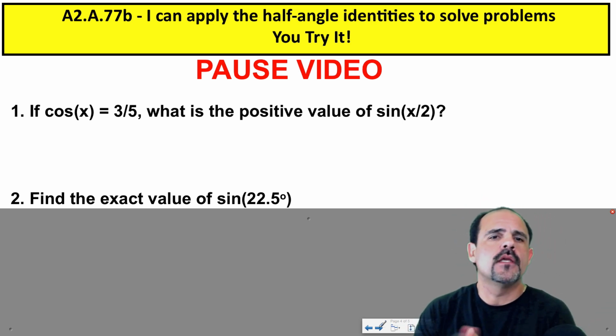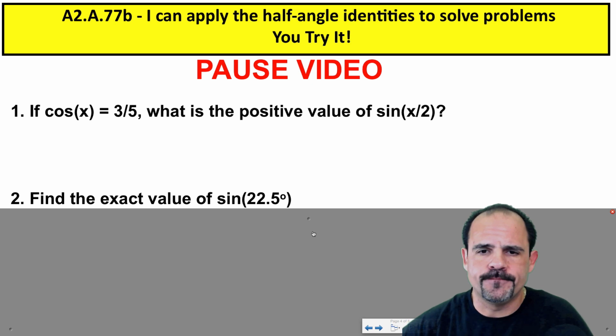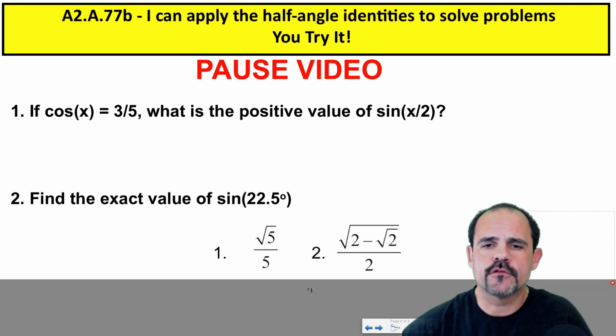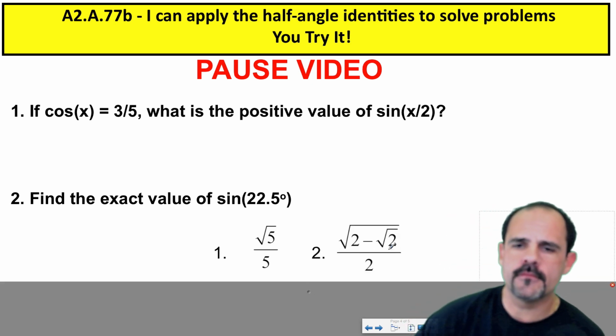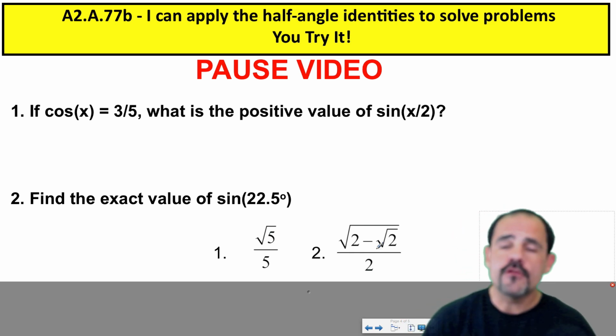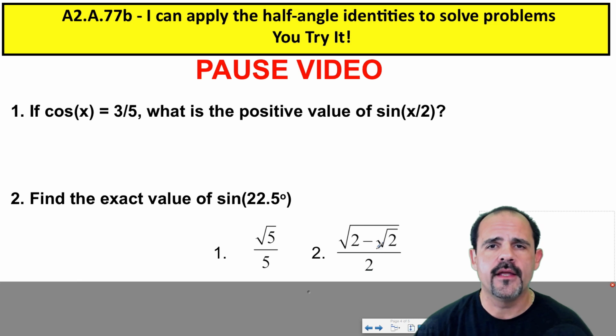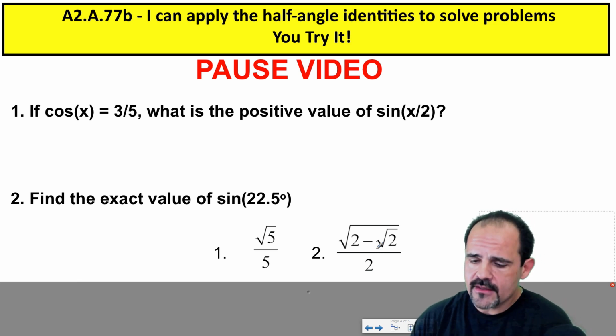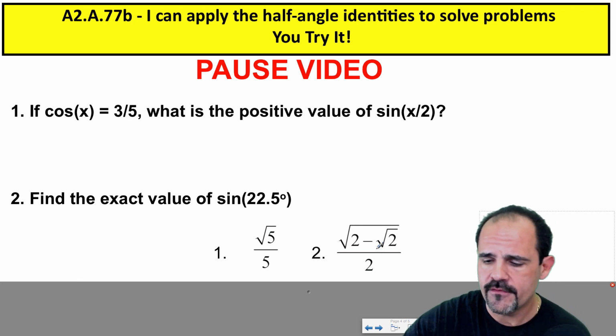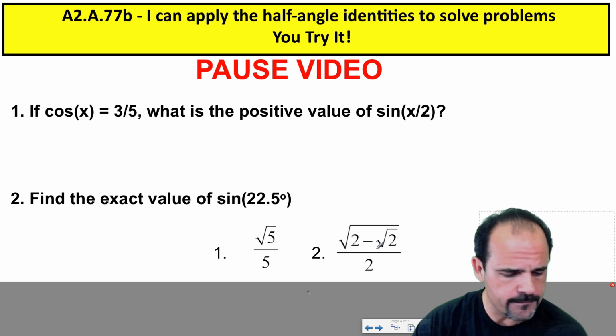All right. You should have gotten, there you go, square root of 5 over 5 and 2 square root of 2 minus rad 2 over 2. Those are your answers. If you got them, go on to the did you get it, and we'll call it a day. If not, let me do them real quick for you now. If you need a slower version, you got to rewind, right?